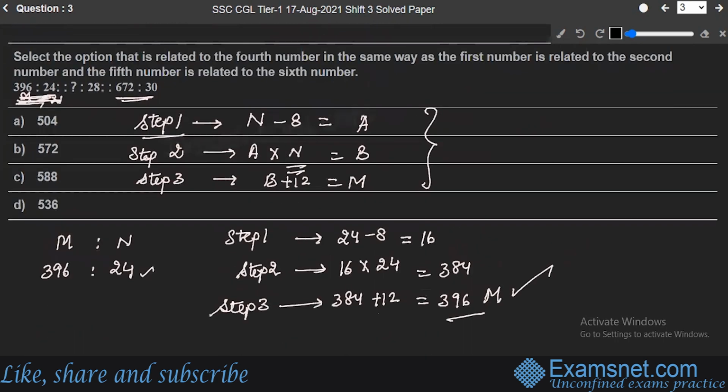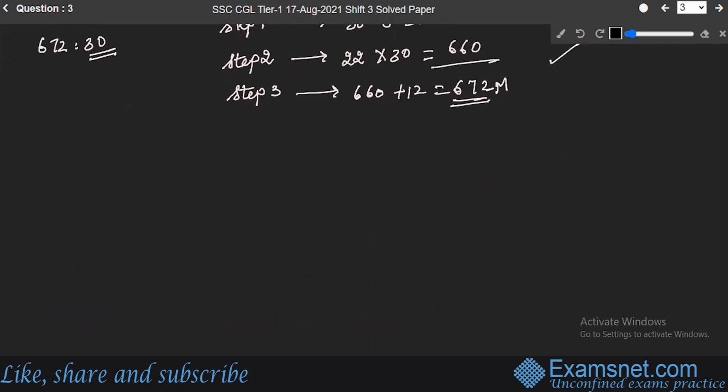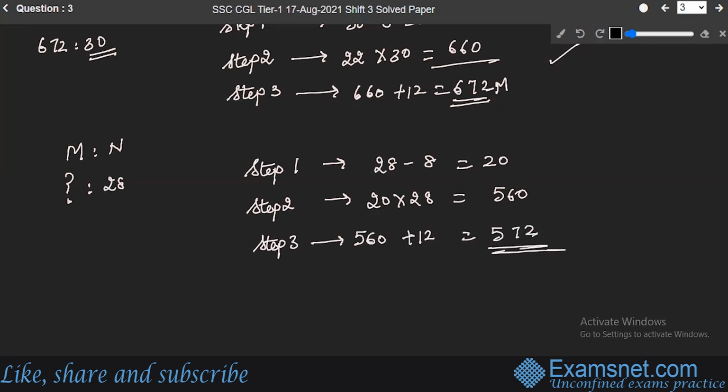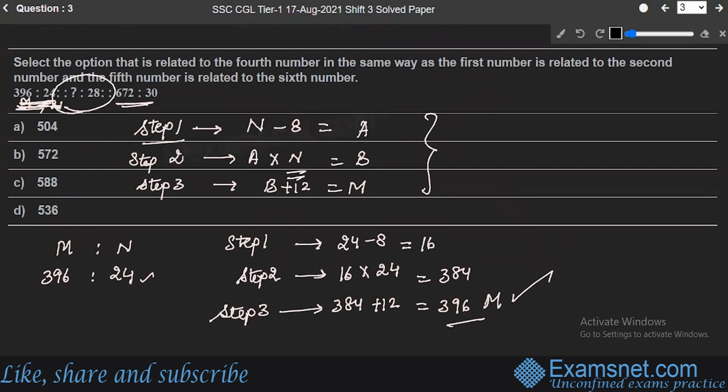Let's apply this logic to this place. Let's go. So M is to N. M you have to find out and N is 28. In step 1, you have to subtract 8 from 28, you will get 20. Then in step 2, you will multiply 20 with 28, you will get 560. Then in step 3, you add 12 to this 560 to get 572. So this M is 572 and this is your answer. Let's check with the options. Option B is the correct answer to our question.